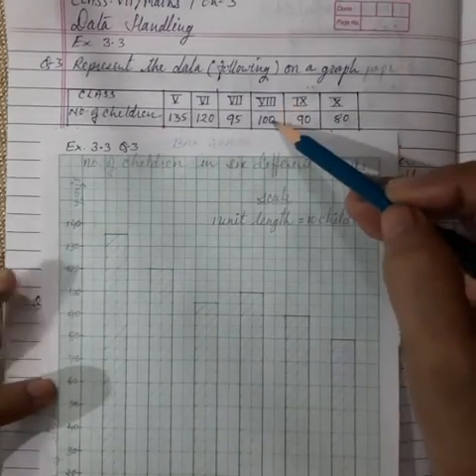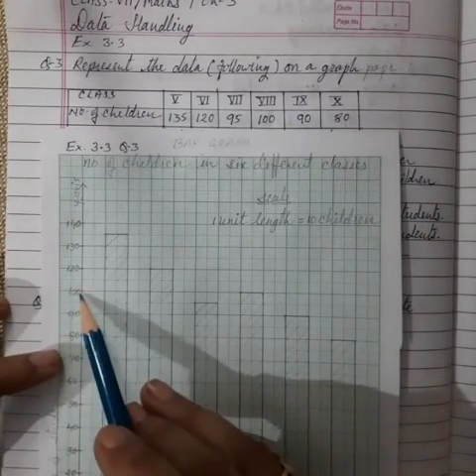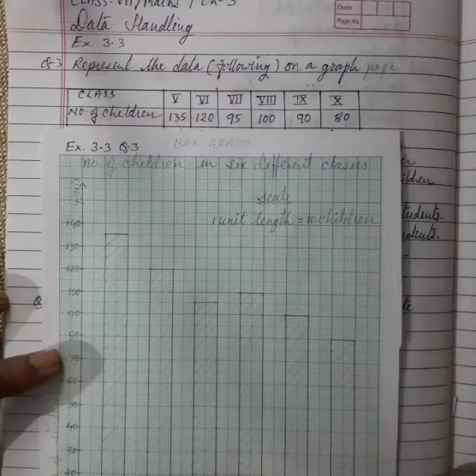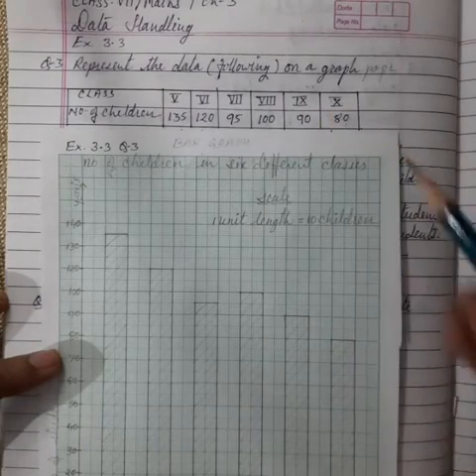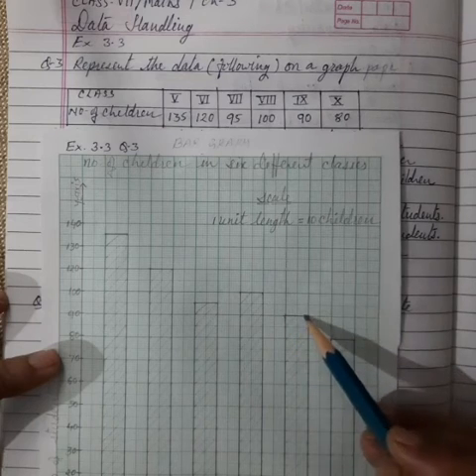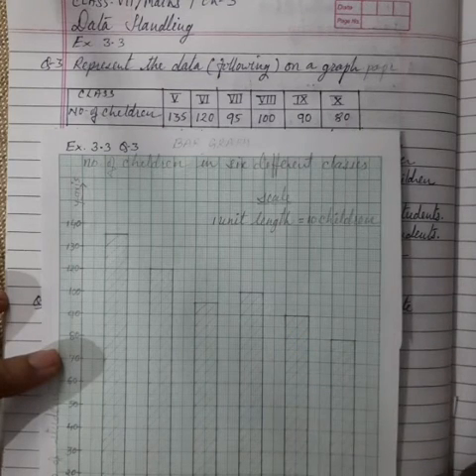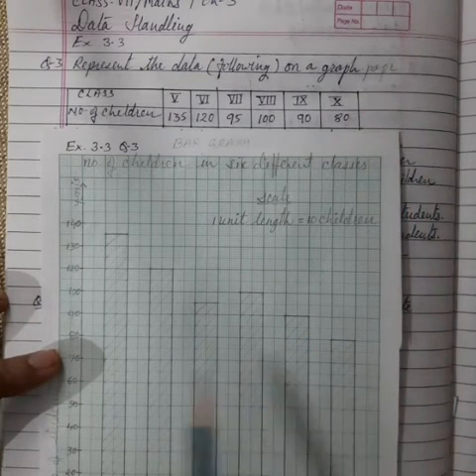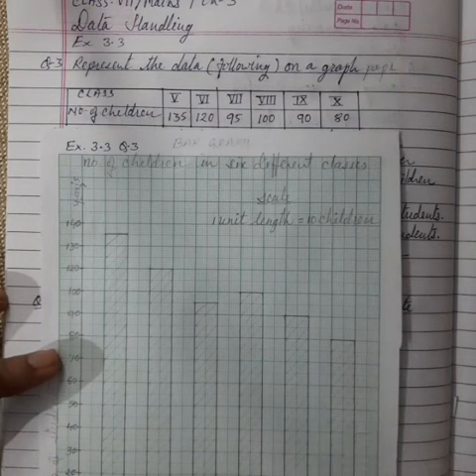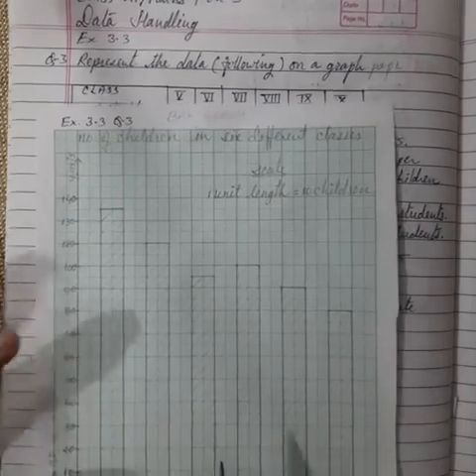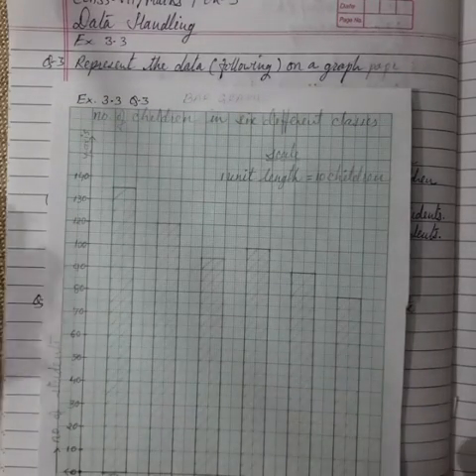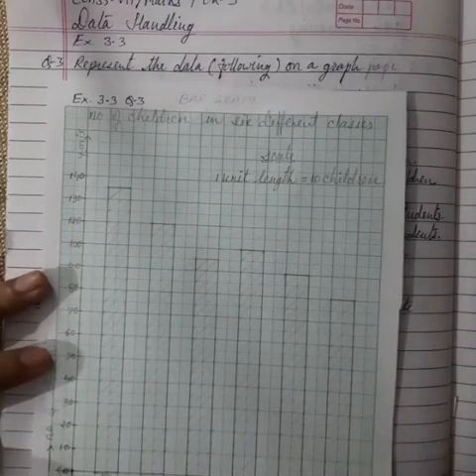In class 8, 100 children are there. 100 is here. So from here, you have to draw the bar. In class 9, 90 children are there. 90 is here. So from here, you have to draw the bar. In class 10, 80 children are there. So 80 is here. From here, draw the bar. Draw everything properly here because each and everything has different marks here.